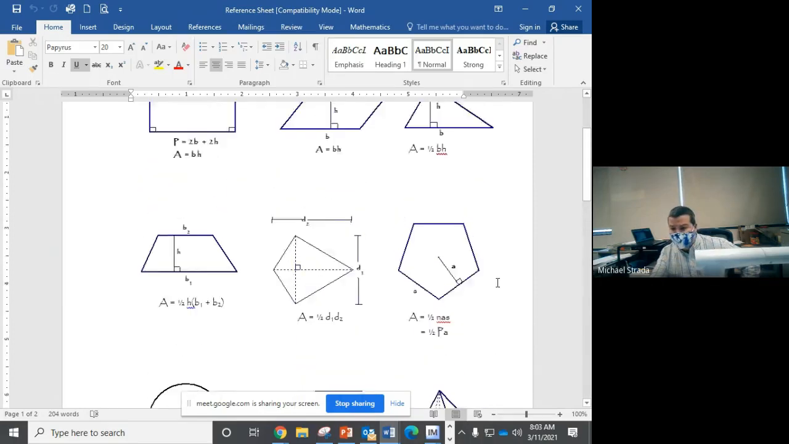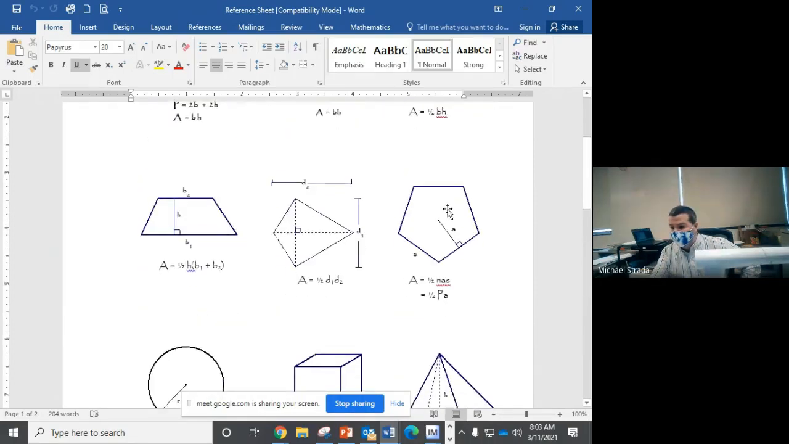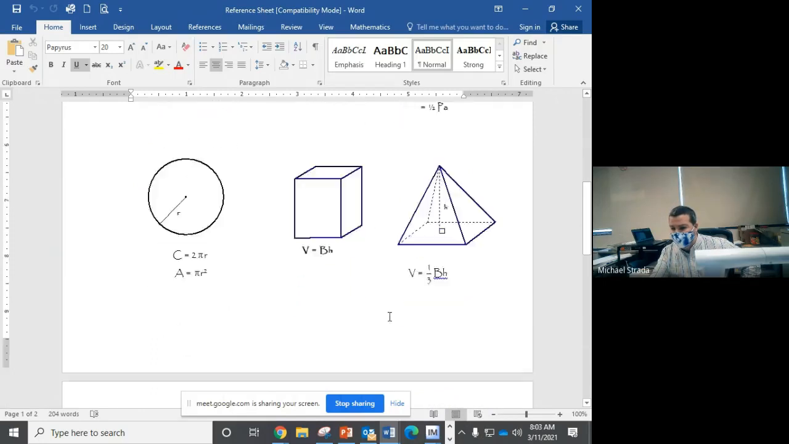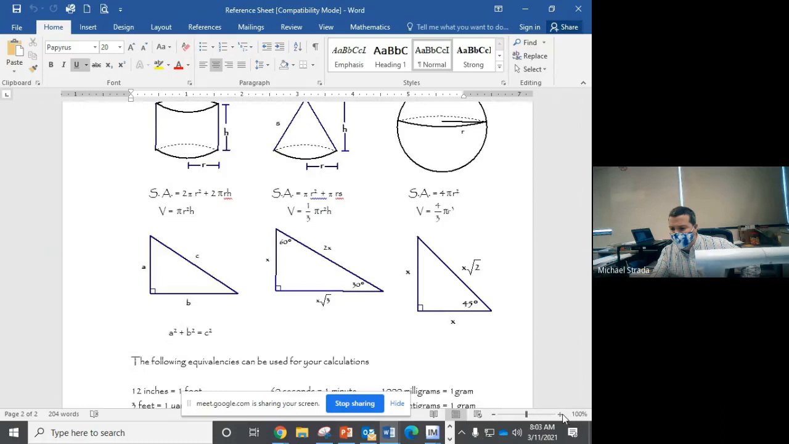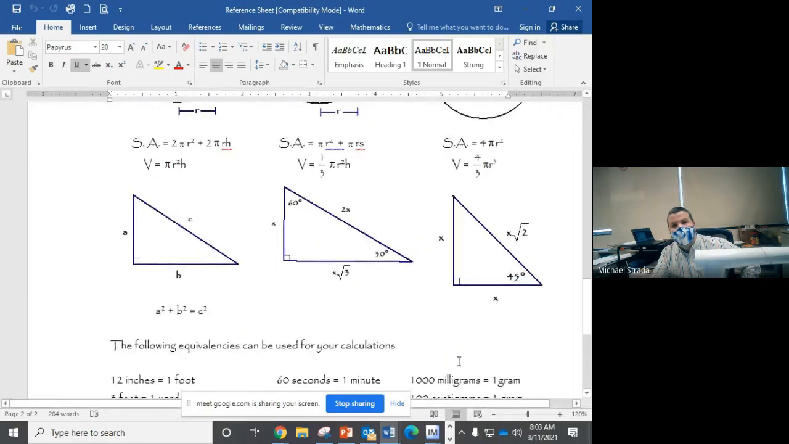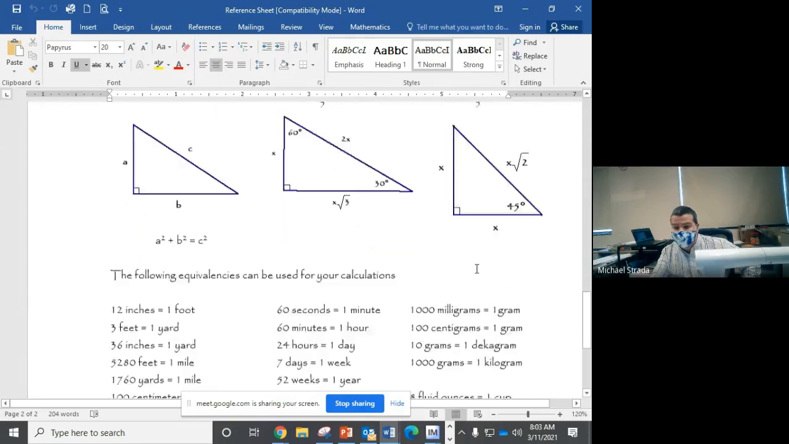Everything else, now there's stuff on here we haven't done yet, like regular polygon, circle, then we got some volume, some more volume. Here's something that might be helpful though. Got a little Pythagorean theorem action. You got your special right triangle, so it's there. So the formulas are there.